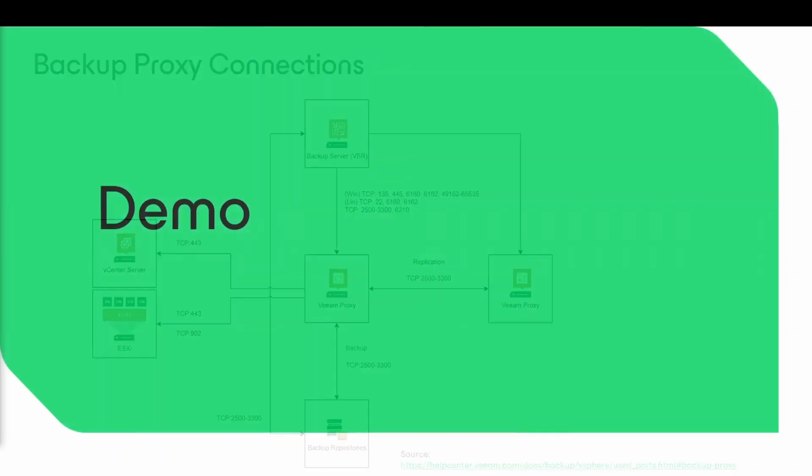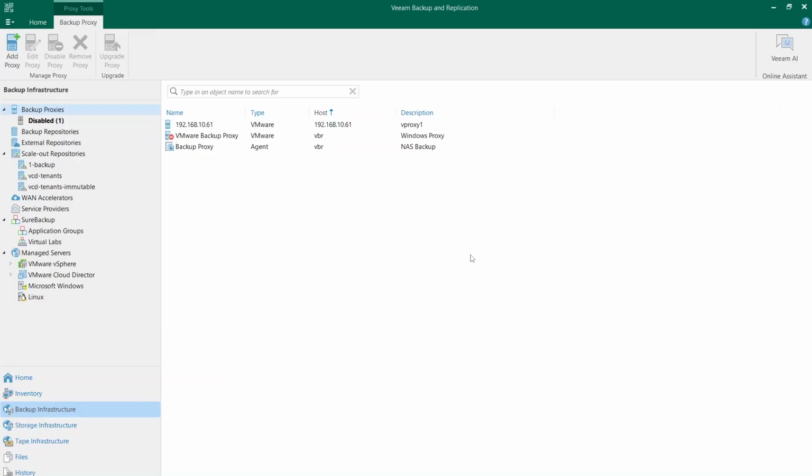So now let's dive into the demo and have a look at how you can add the backup proxy in Veeam Backup and Replication. Once we open the Veeam Backup and Replication console, we go to Backup Infrastructure and to the top, Backup Proxies. Now here we already have a few proxies. We already have a Linux proxy and we have a Windows proxy. So let's just add another proxy for demo purposes.